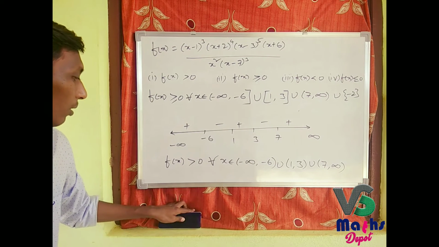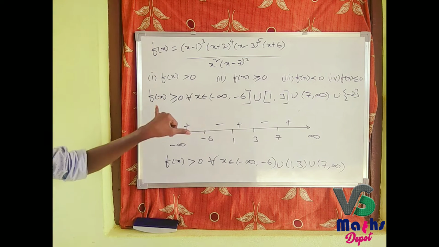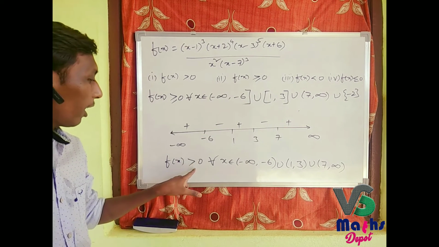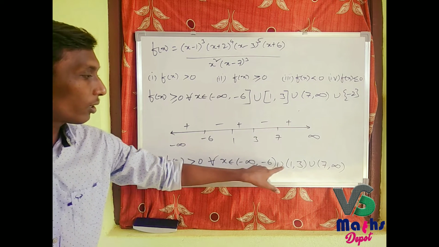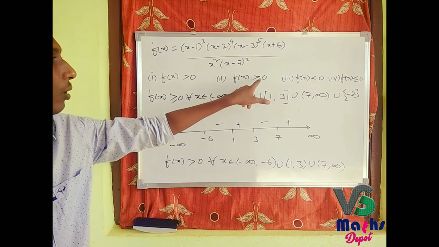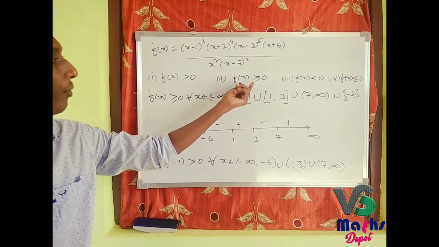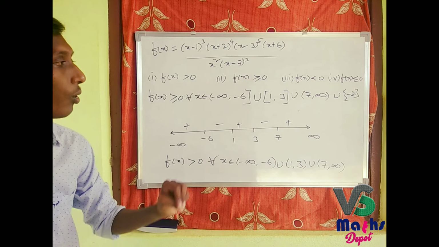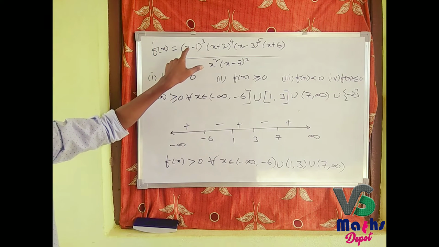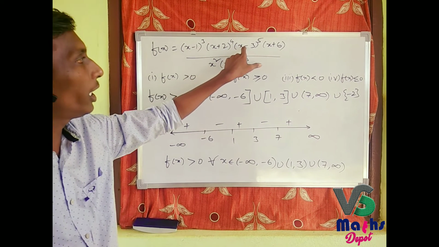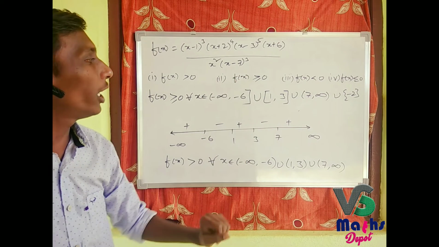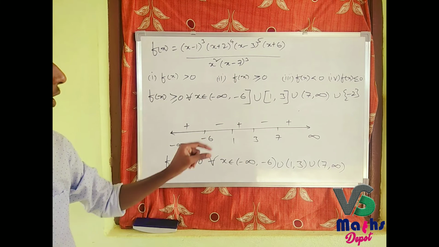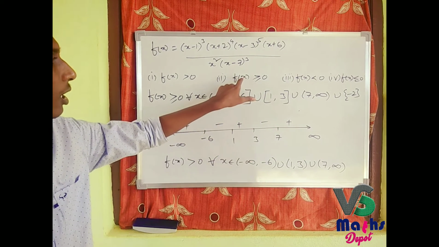Now, let us discuss this one briefly. Suppose here f of x is greater than 0 for all x belongs to these values. We have to include the values of x where f of x is equal to 0 also. But f of x is equal to 0 at x is equal to 1, minus 2, 3 and minus 6 also. Therefore, we have to include these values here to get the answer of this one.